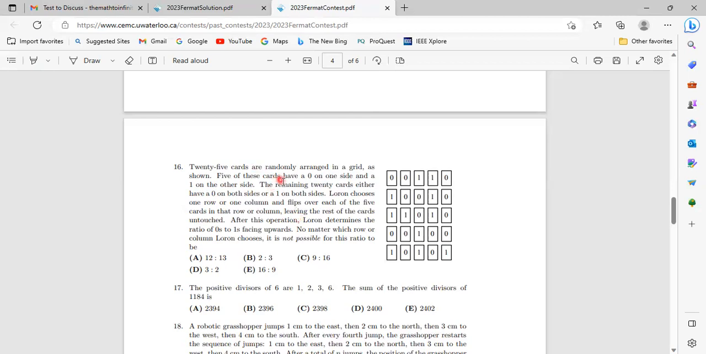5 of these cards have 0 on one side and 1 on the other side. All right. Which means if you are able to see 0 on the top and the bottom, you do have 1. 1 is hidden.